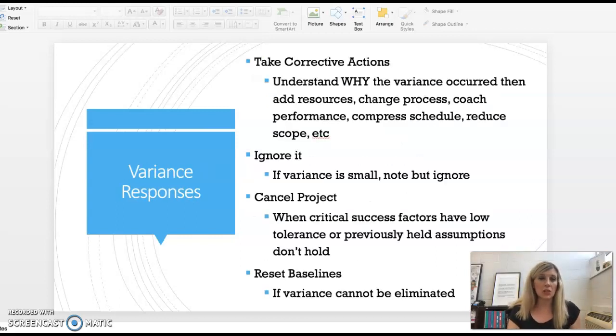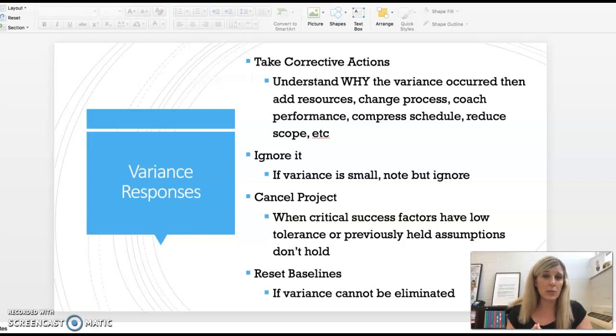I'm going to move to variance responses, and I want to highlight this briefly before we wrap up this second video. When we're looking at variance responses, how we're responding to a particular change in the scope of a project or the actual changes to the project itself, looking at corrective actions, understanding why the variance occurred, then adding resources, then adding the change process, possibly coaching performance. If this was an actual human resources error, making sure that they have the tools they need to get back on track to deliver the quality that was promised to the stakeholders.